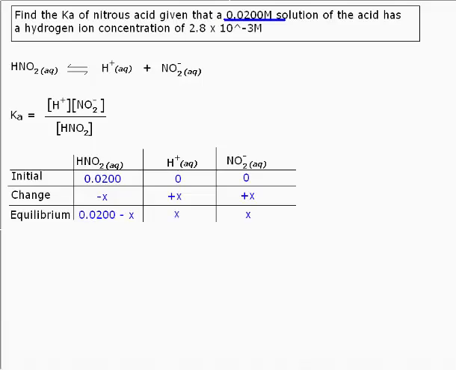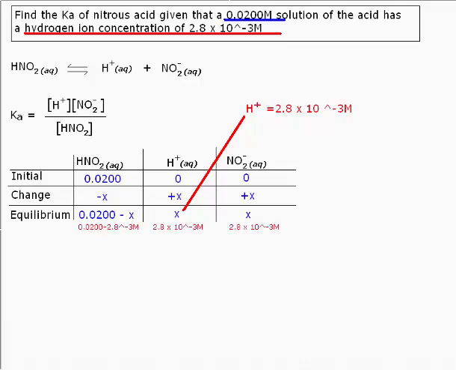Now the question tells us that hydrogen has a concentration of 2.8 times 10 to the negative third moles. Therefore, we can replace our x value with 2.8 times 10 to the negative third moles. That is, since hydrogen at its equilibrium is represented by x, and we know that x is equal to 2.8 times 10 to the negative third, every x value for every other component is also of the same value. Therefore, we will rewrite the equilibrium equation using this value.